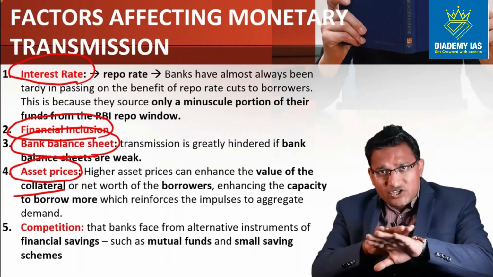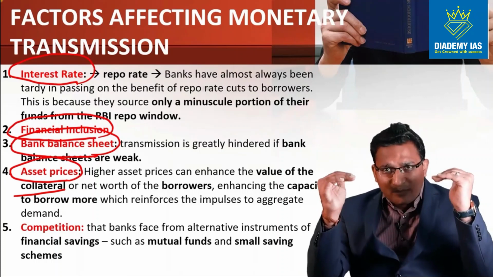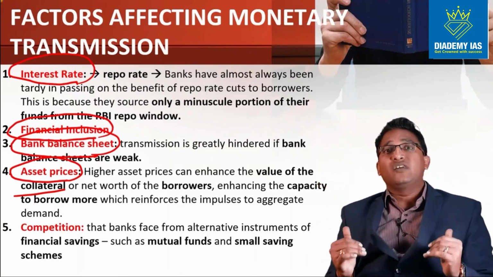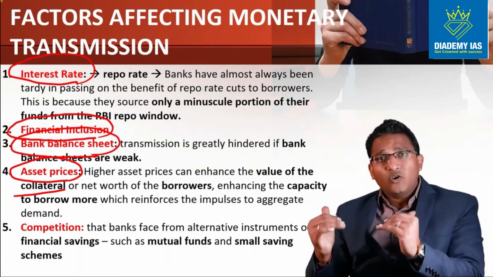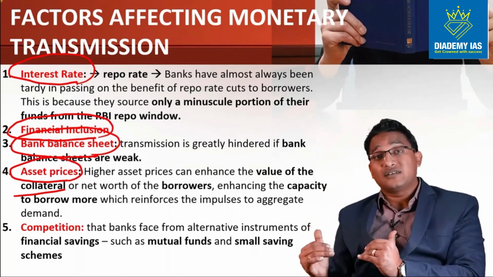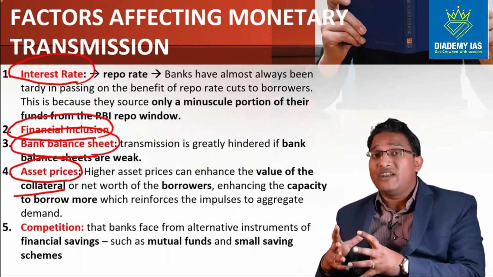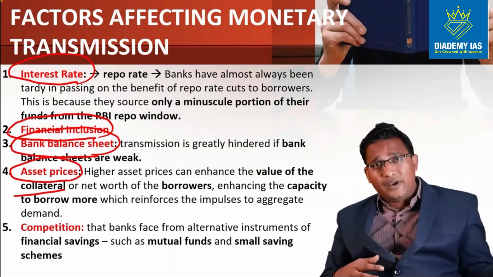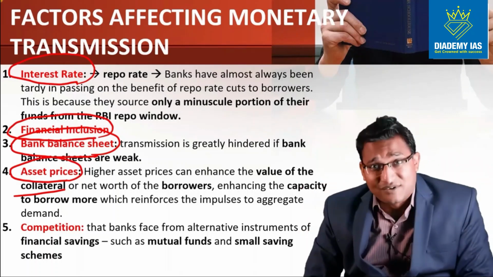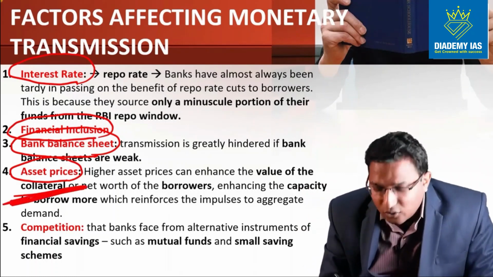So if in general there is a slowdown, which is the case right now, the prices of the property will go down. When the prices of the property go down, the value of the collateral will go down, then the bank will not be giving much loan to the customer. Right? So when the bank cannot give the loan because the value of the collateral is decreasing, then even if the RBI is changing the repo rate, it will not matter for the customer, right? So these asset prices, the general economic condition, also matter.